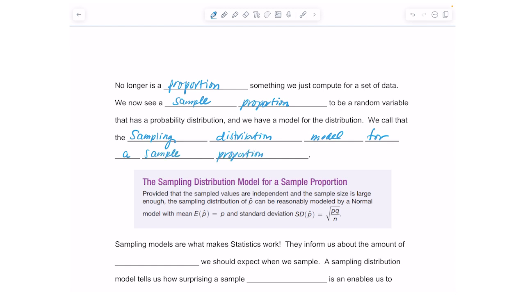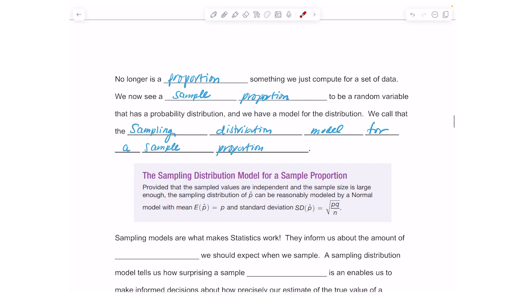And here's what we know about that. Provided that the sampled values are independent and the sample size is large enough, there's your two assumptions, the sampling distribution of p hat can be reasonably modeled by a normal model where the mean of p hat is just going to be p, and the standard deviation of p hat is equal to the square root of p times q over n. Remember, q is just 1 minus p.